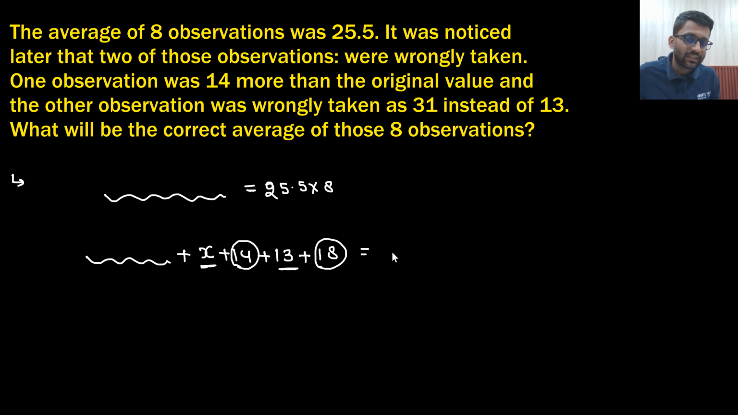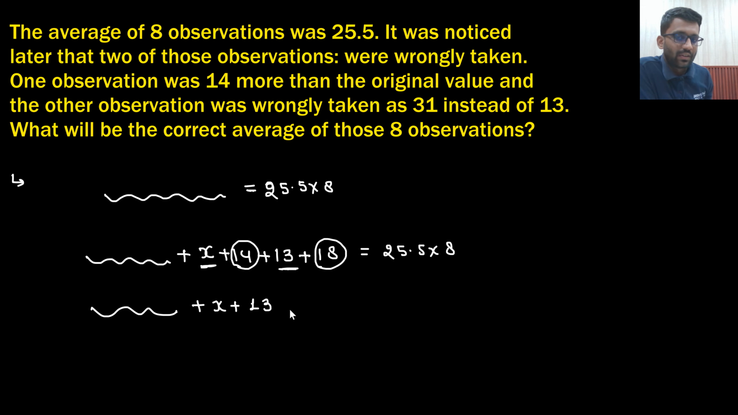And after doing this, what is the total amount you got? After doing this, the average was 25.5. That means the total addition was 25.5 into 8. So these are the actual data. This is the addition of the actual data. So what are we getting?